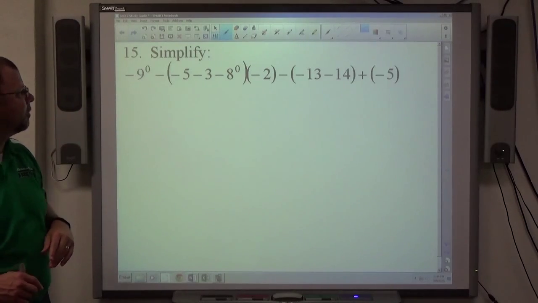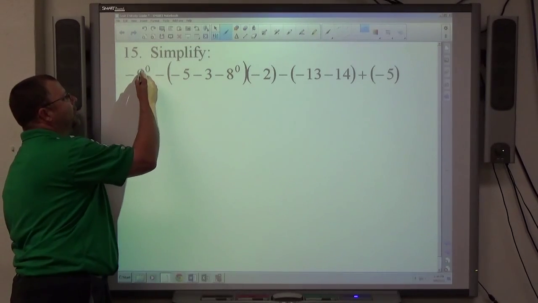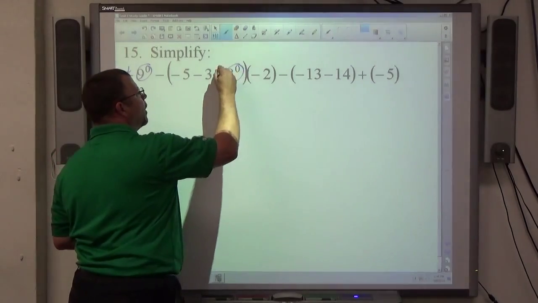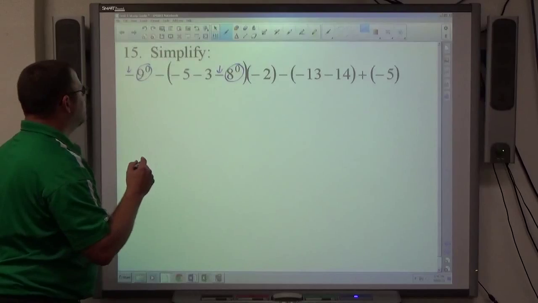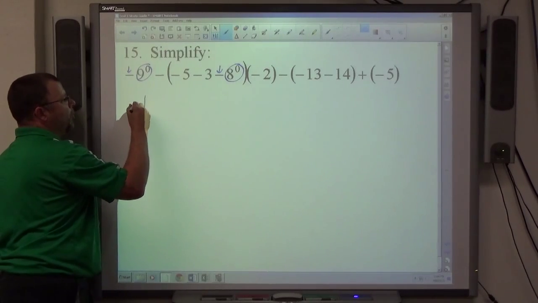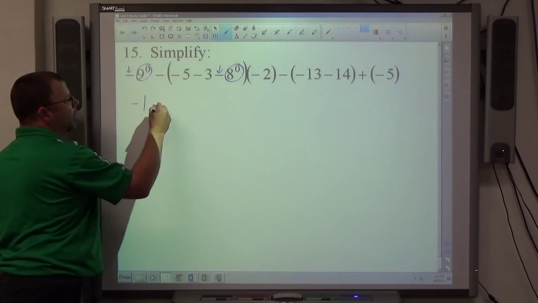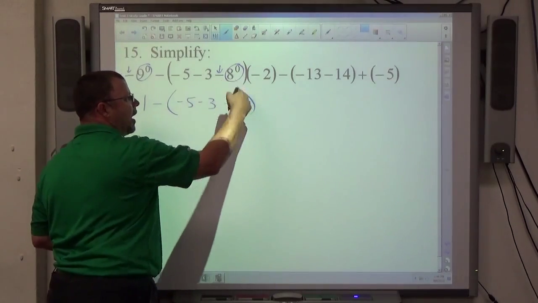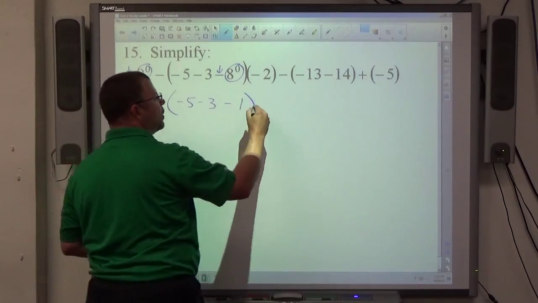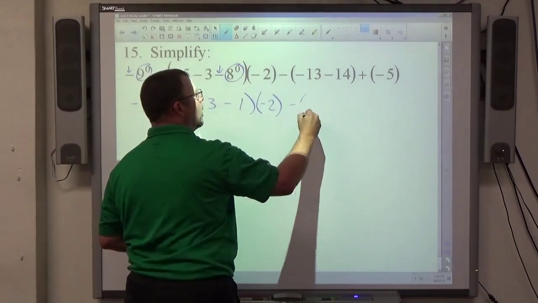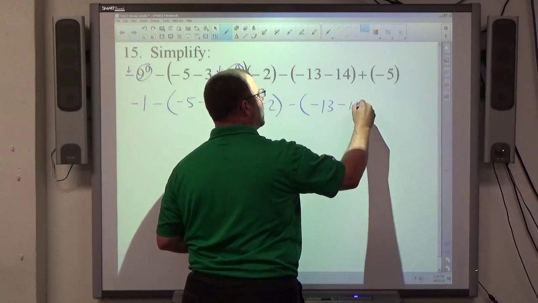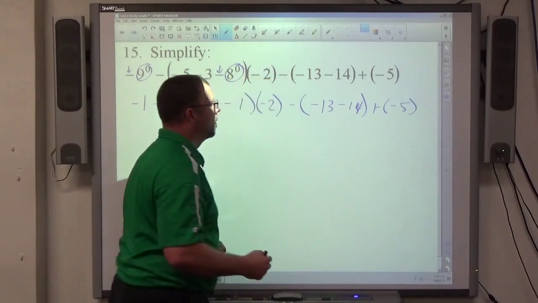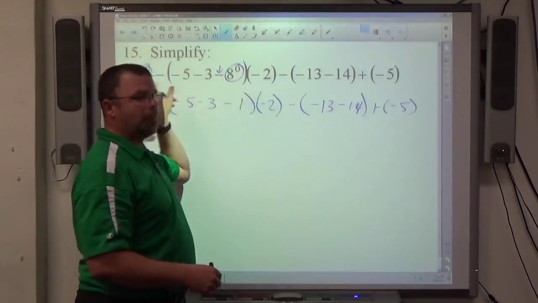Number 15, another simplified problem. Once again, powers affect a single object. So 9 to the 0 power, not the minus sign. 8 to the 0 power, not the minus sign. So if I'm doing that, 9 to the 0 power is equal to 1, the minus sign happens after the power. Minus parentheses, I got negative 5 minus 3 minus 1. 8 to the 0 equals 1, the minus sign happens afterwards. That's being multiplied by negative 2. Minus negative 13 minus 14 plus negative 5. So I haven't even dealt with any of that stuff. I just dealt with the powers first.